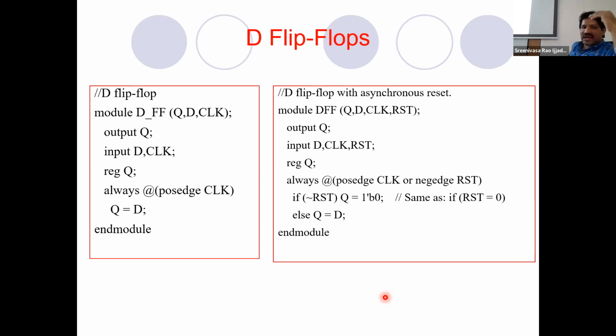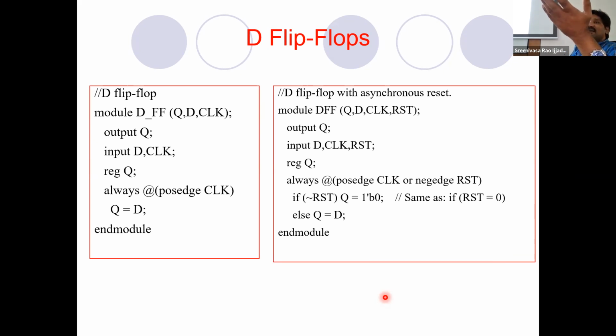See the first line in the always block. The first line is if what? Negation of RST, Q is equal to, maintain the space or go to the next line, don't worry. And Q is equal to what? 0, a 1-bit binary value 0. Otherwise, means what? If the reset is not 0, means what? Reset is deactivated.